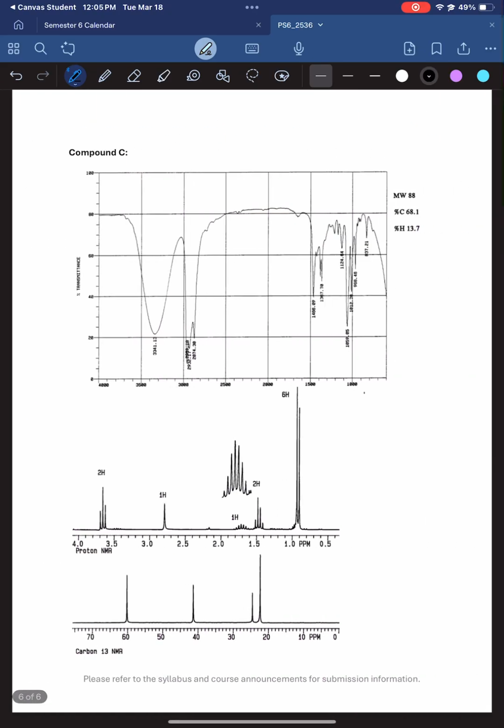Okay, last question. Question C, compound C.